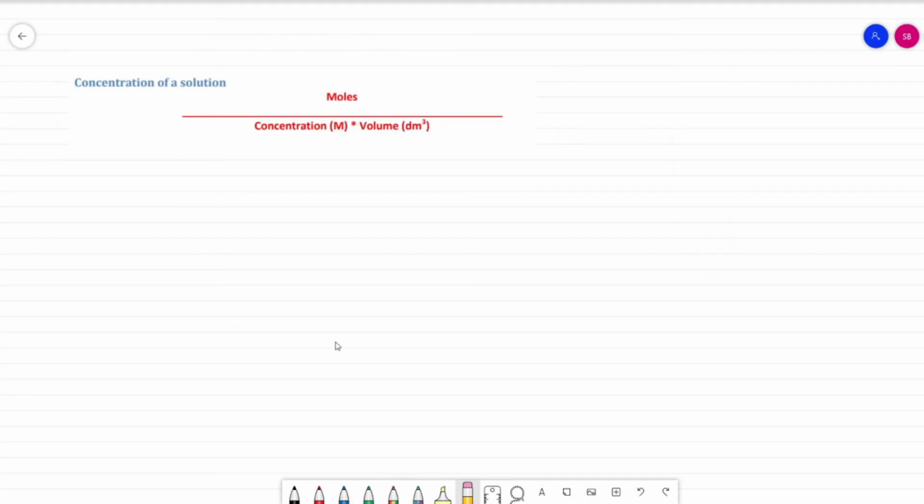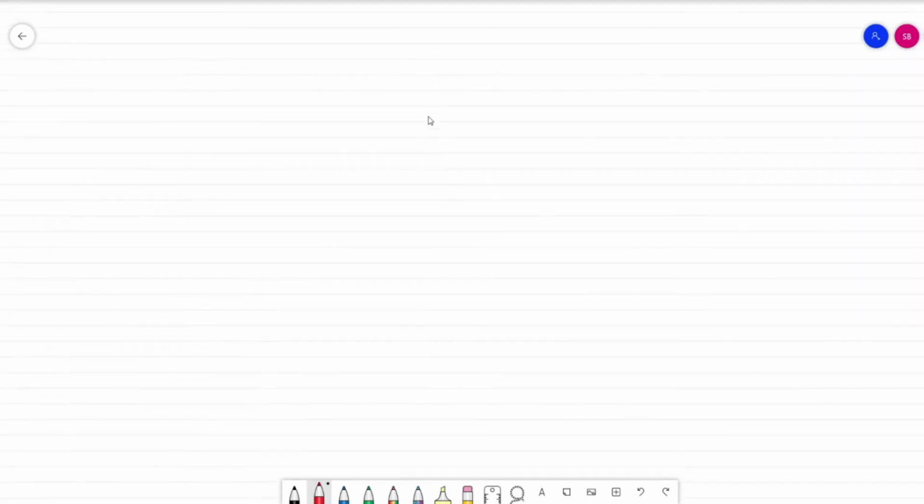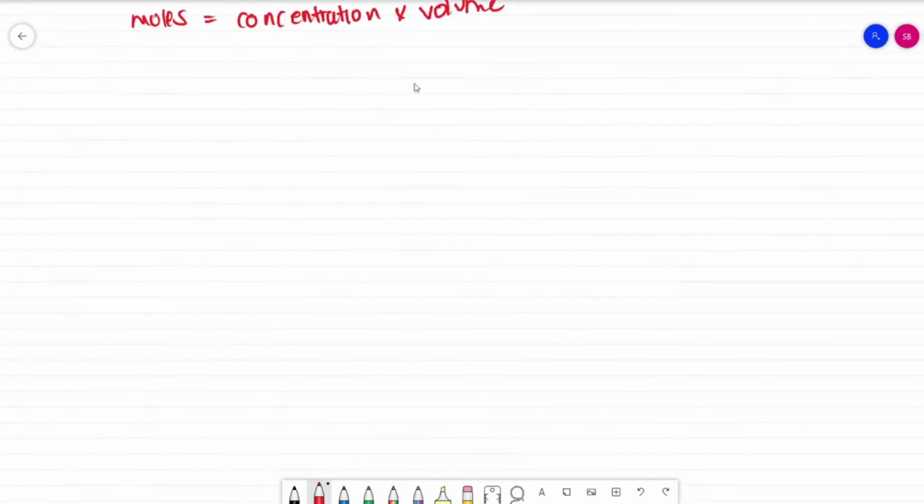So we just had a look at three of them. Again, this one can be written in the triangular way, basically moles and concentration. So you can write that moles equals concentration times the volume. So let's have a look at the three formulas now, all of them together, so that you understand them all together.